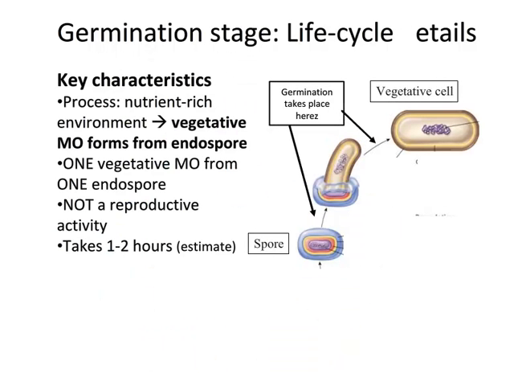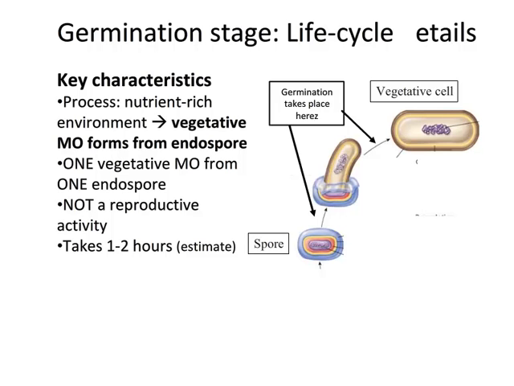In looking more closely at the germination stage, you can see that there are a few special characteristics that you need to know about. During the germination process, the endospore form of the organism finds itself in a nutrient-rich environment with just the right amount of moisture, and the vegetative cell is then beginning to form from that endospore.